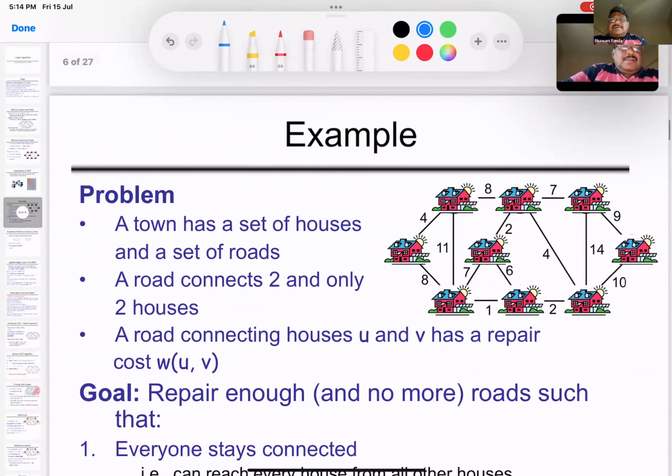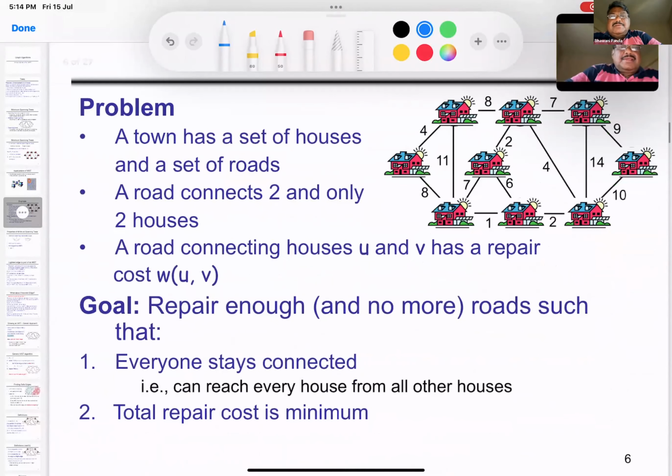So this is another problem I was telling you about. A town has a set of houses and a set of roads. A road connects two and only two houses. A road connecting houses U and V has a repair cost weight of (U, V), that is a positive cost. Repair enough and no more roads such that everyone stays connected and the total repair cost is minimum. So the solution will be a minimum spanning tree.